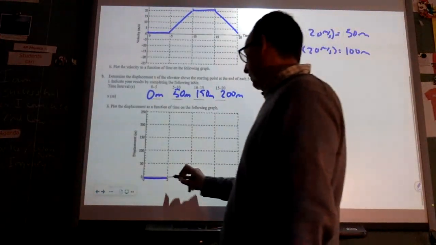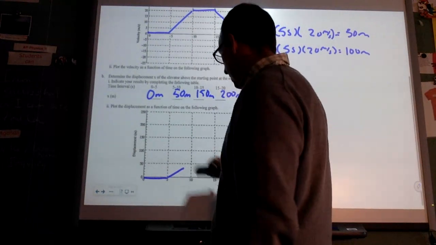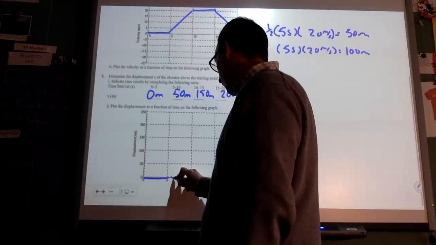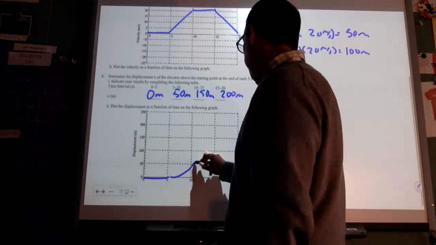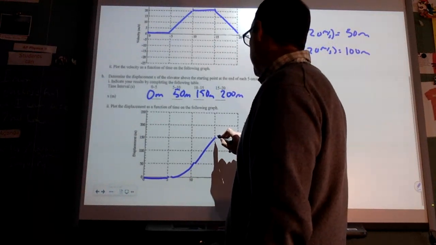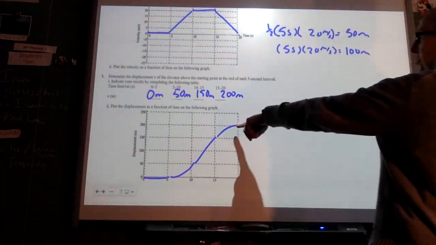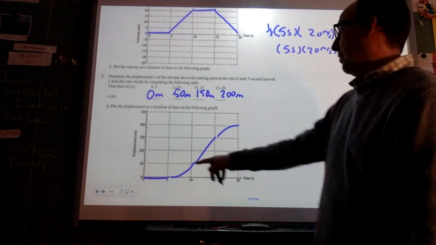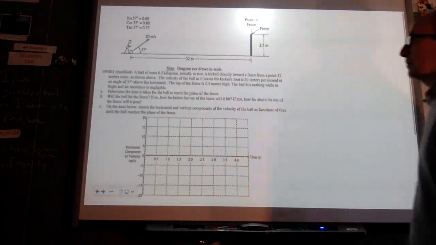It needs to be a curve to 50, because there's acceleration. As I draw a line, that's not a curve. I need a straight line from 50 to 150, and then I need a curve to 200. And this one should approach a slope of 0, and this one should approach a slope of 20.